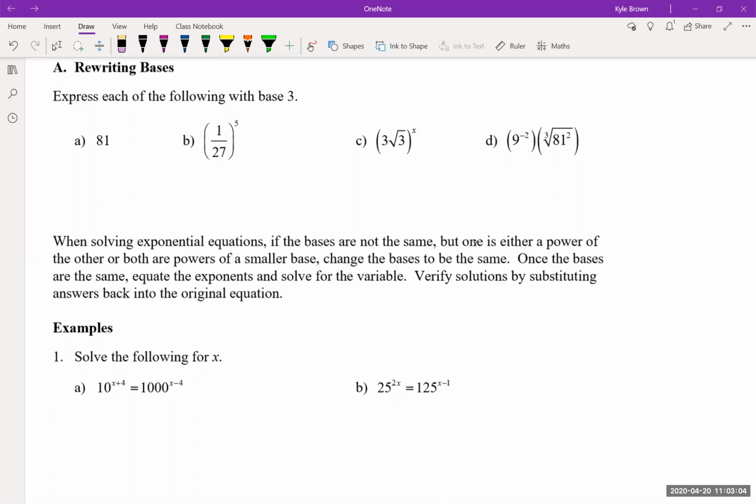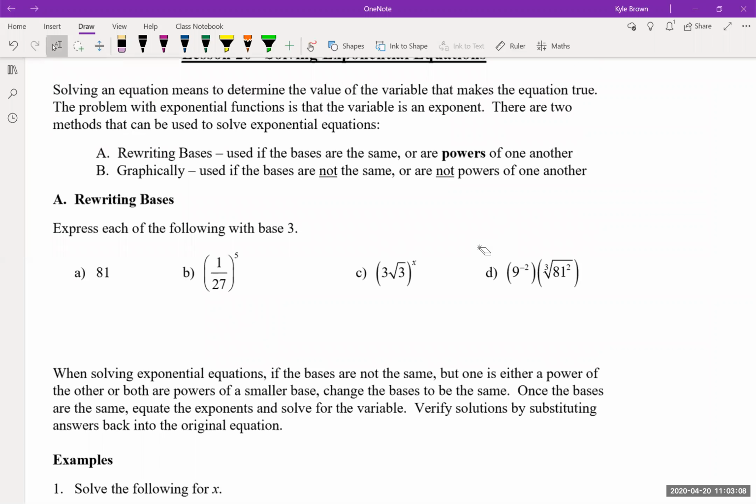So this is the first way. This way doesn't always work, but it's probably a little bit easier, I guess. And then the second way is going to involve using logarithms. So here's our way of doing it. We're rewriting it with a common base, right? So a little bit of review here.